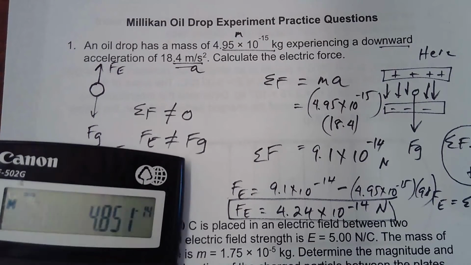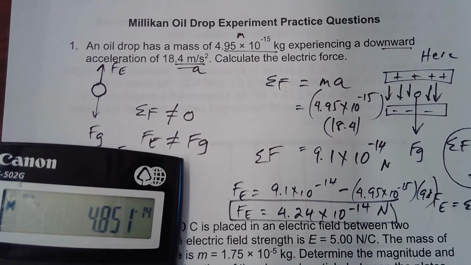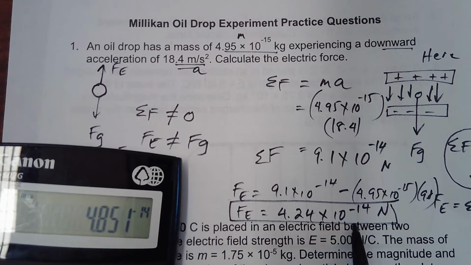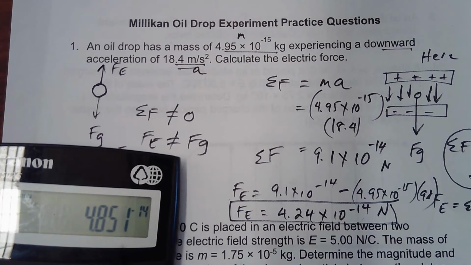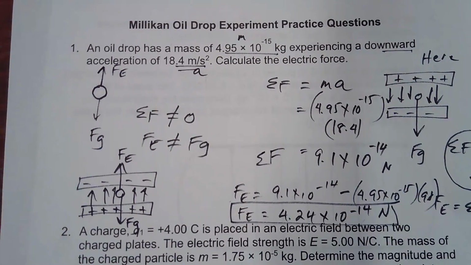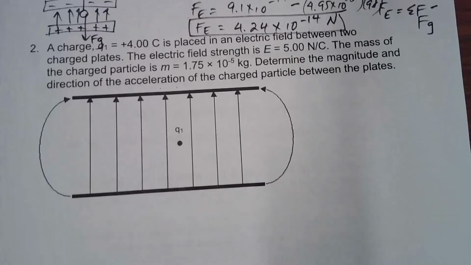This is the weight of that oil drop, 4.85 times 10 to the negative 14. The electrical force is 4.24 times 10 to the negative 14. It's less, right? So it's going to go down. All right. What about number 2?